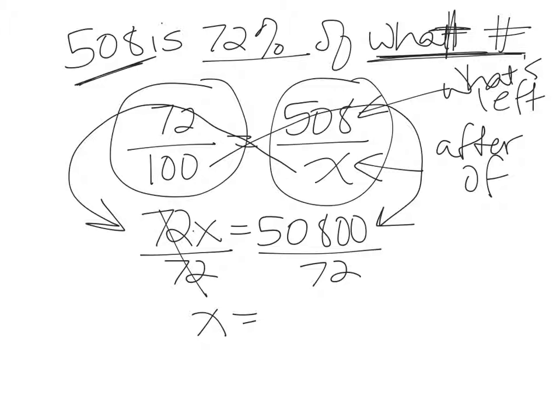So I do in my calculator 50800 divided by 72, round to the hundredths place, 2 decimal places, and I get the exact same answer, 705.56. So this method always works, and it's up to you which method you like better.